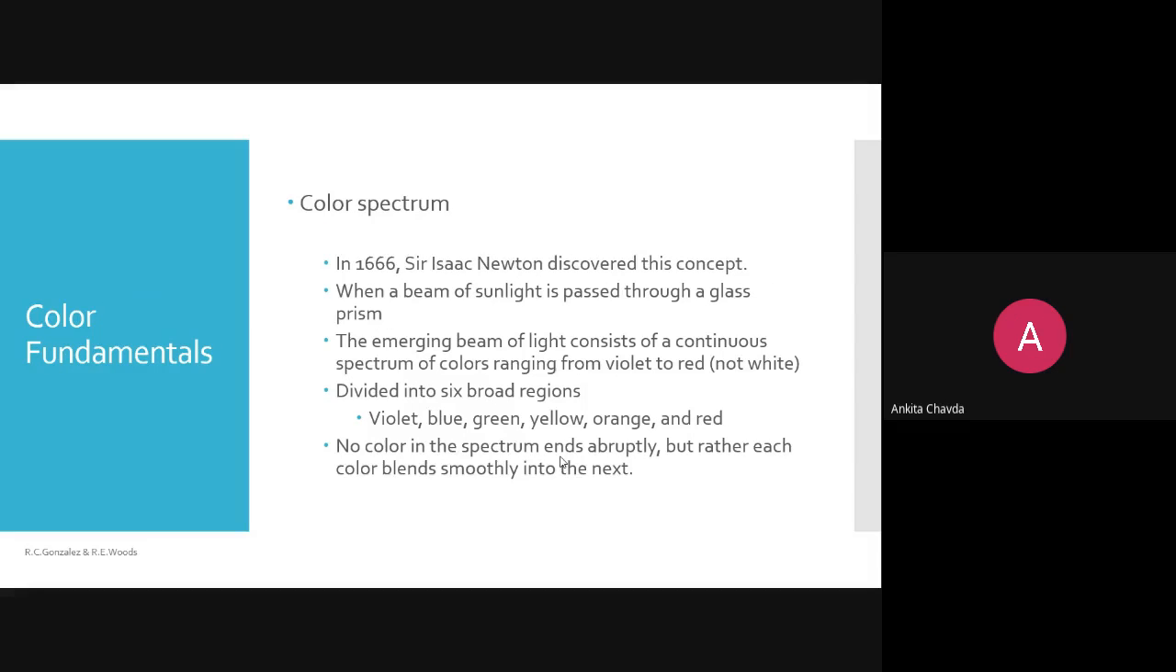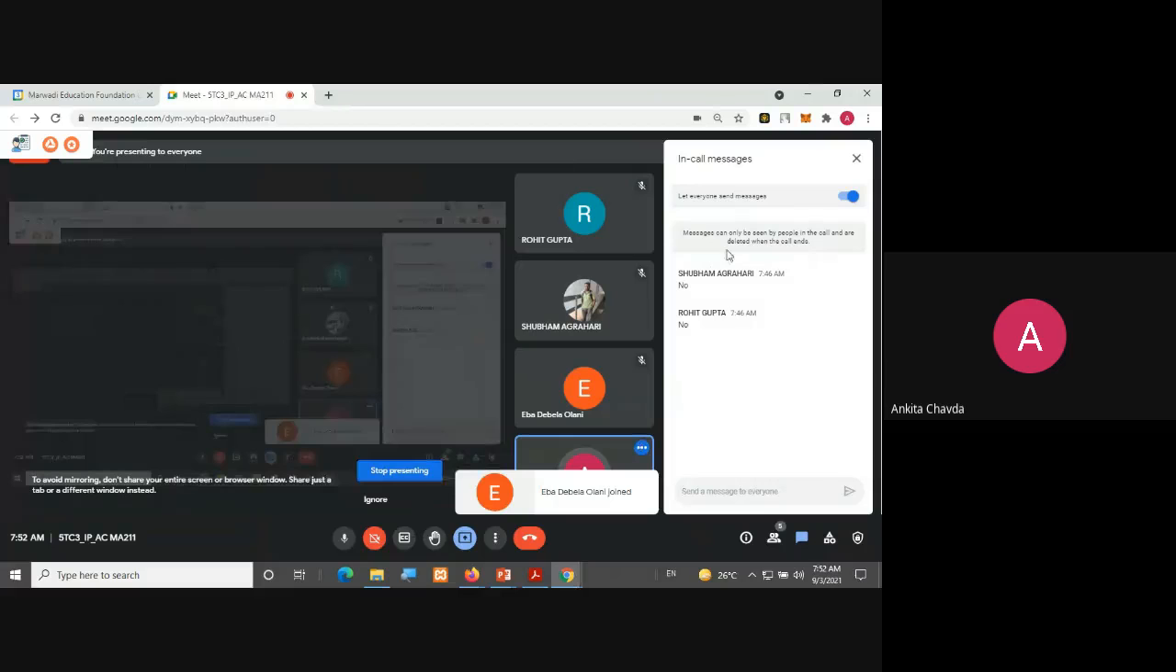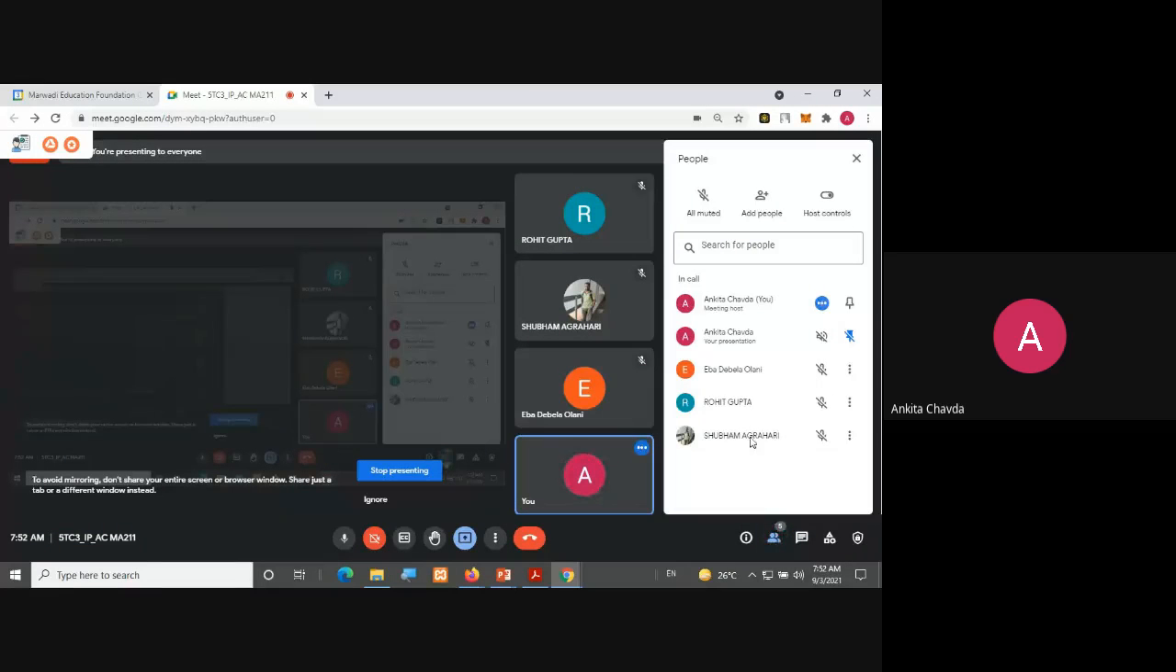Then what is the color spectrum? So you know this figure, what this means. This is the prism, right? And this white color light would be there.